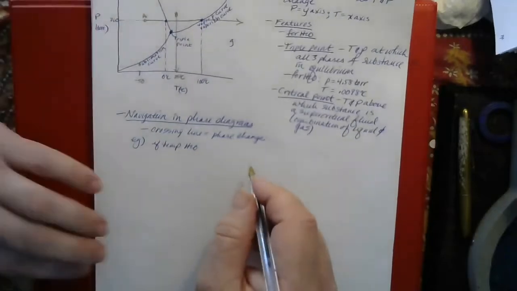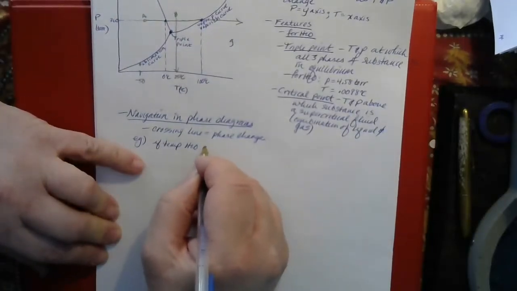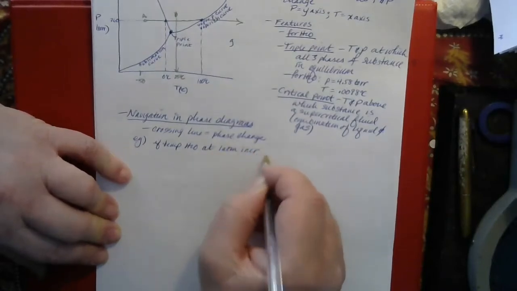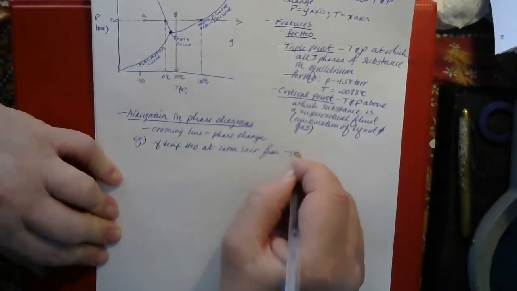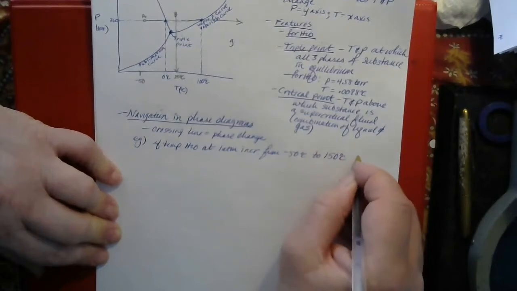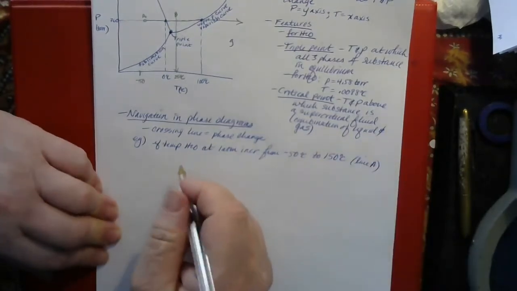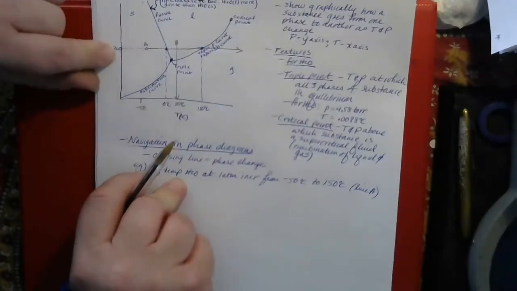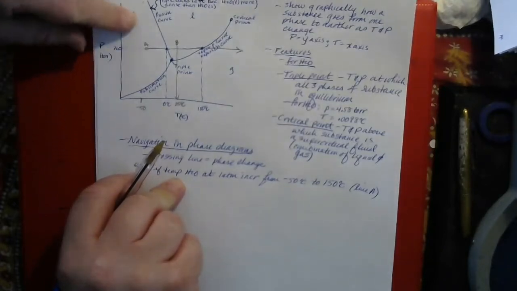So for example, if the temperature of water at 1 atmosphere increases from minus 50 degrees Celsius to 150 degrees Celsius, what'll happen? Well, that's actually line A here. If you start at minus 150 at 760 torr, that's 1 atmosphere, you're in the solid region.